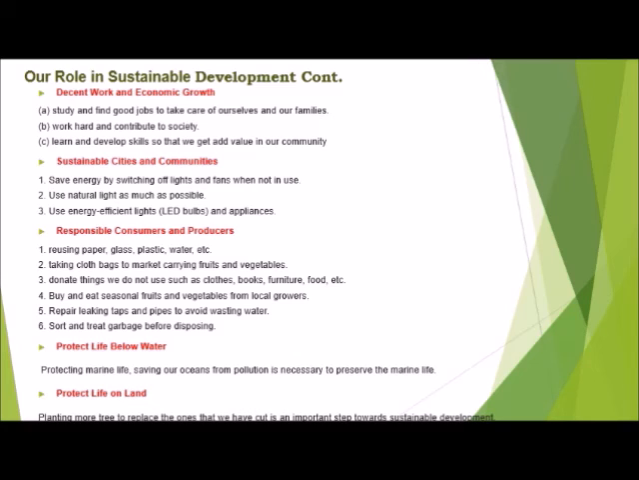Next is sustainable cities and communities. We should create sustainable cities in which we should save energy by switching off lights and fans when not in use. We should use natural light as much as possible, and we should use LED bulbs and appliances.